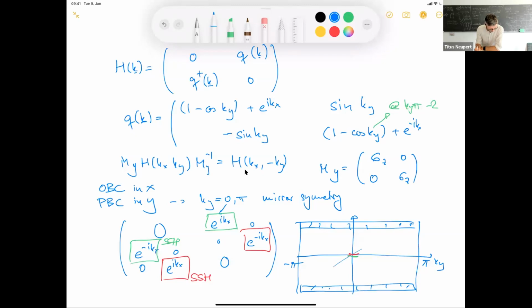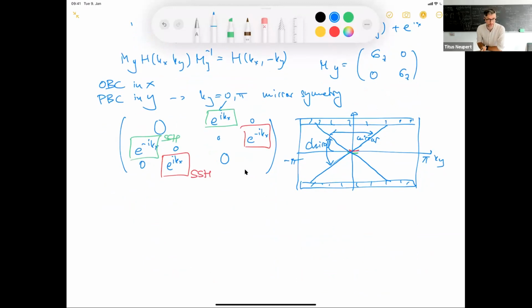There are basically a bunch of options, but I'm arguing that the only feasible option is this one. These two states have to cross the spectrum like this. And the reason is the following. Due to chiral symmetry, I have this spectral symmetry of plus and minus. And due to mirror symmetry, I have a symmetry between kx and minus kx, ky and minus ky. So there's really no other way than connecting them in this topological sense with a spectral flow.